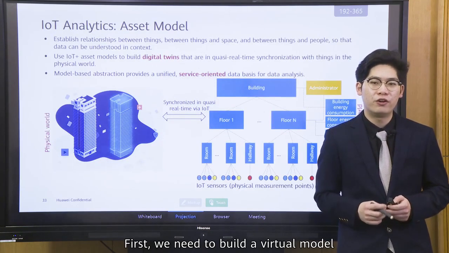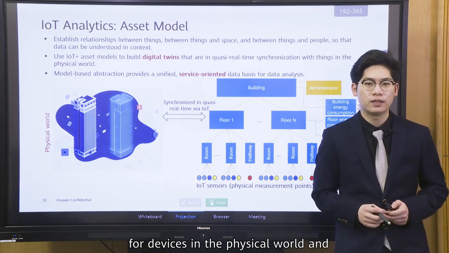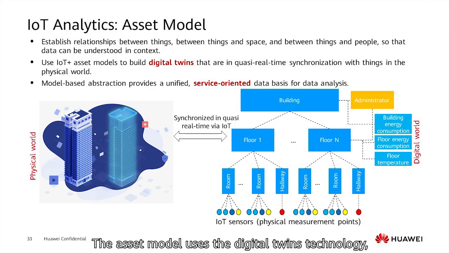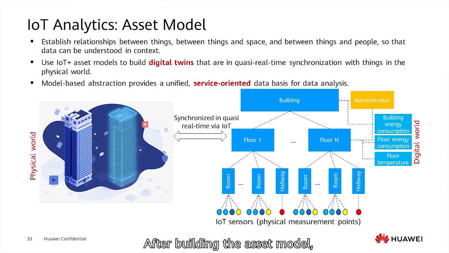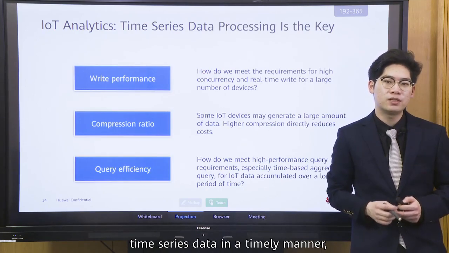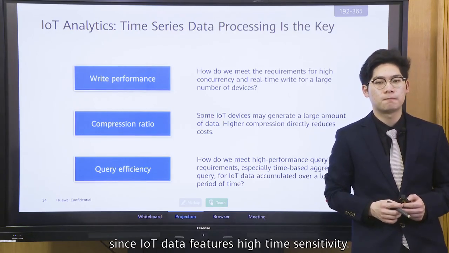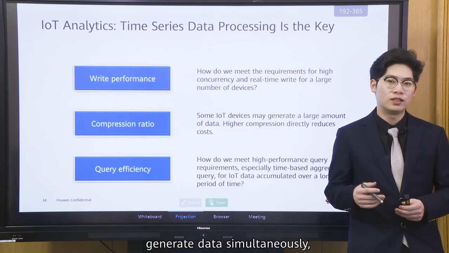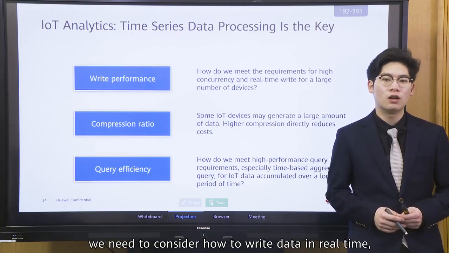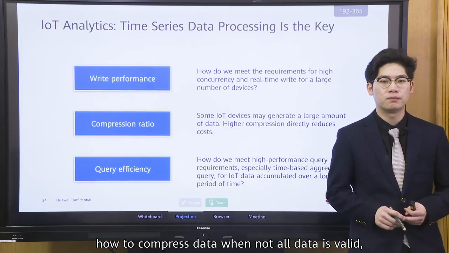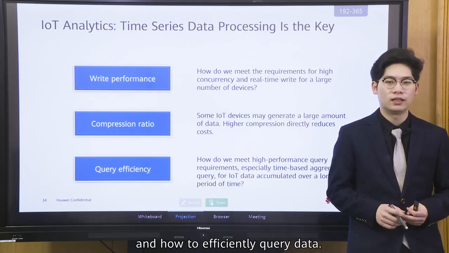First, we need to build a virtual model for devices in the physical world and analyze important data through the virtual model. The asset model uses the digital twins technologies, which we have mentioned earlier. After building the asset model, we can manage scenarios in the physical world in real time through the IoT. Second, we need to process time series data in a timely manner, since IoT data features high time sensitivity. When a large number of devices generate data simultaneously, we need to consider how to write data in real time, how to compress data when not all data is valid, and how to efficiently query data.